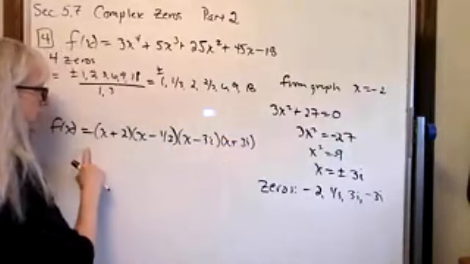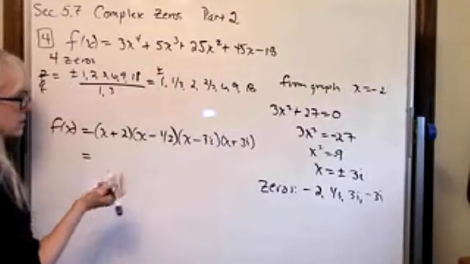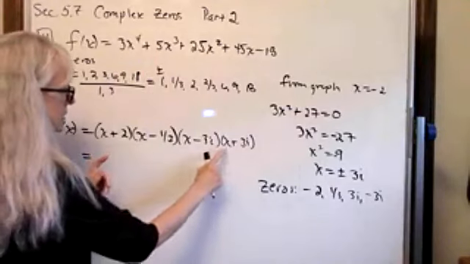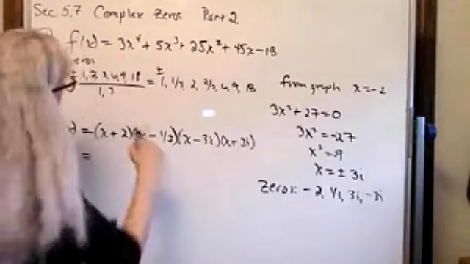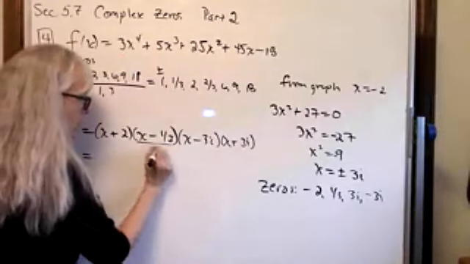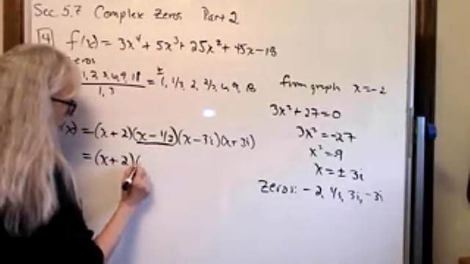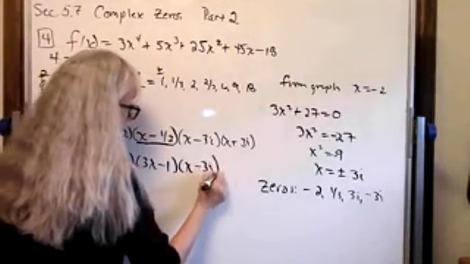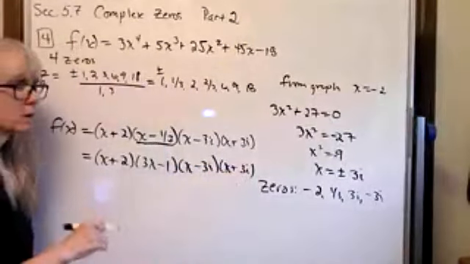And if you boil this all back out, you're going to end up right back up here. I would like to clean it up because it's going to drive me crazy. When you multiply this x times this x times this x times this x, you're not going to get that 3 out front. You're just going to get an x to the 4th. So where's that 3 coming from? It's tied in this one right here. So let's rewrite that as x plus 2 times 3x minus 1 times x minus 3i times x plus 3i. And that works better for us.